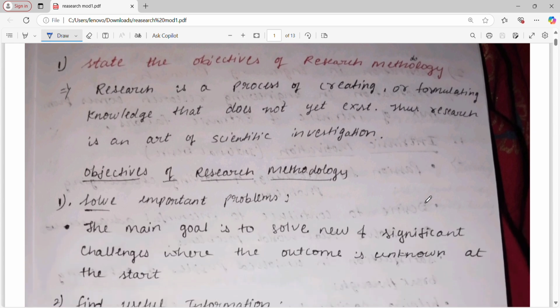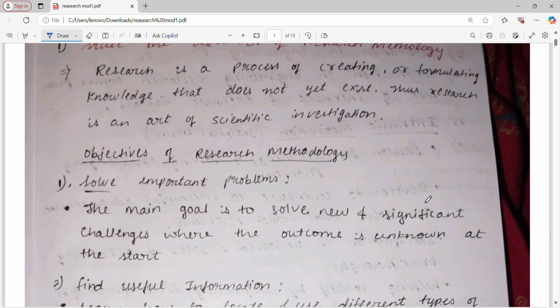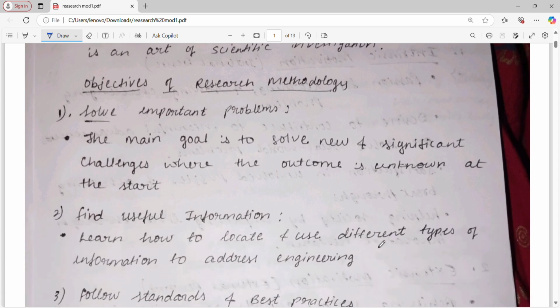What is research? Research is a process of creating or formulating knowledge that does not yet exist. Thus, research is the art of scientific investigation. Now we'll see the objectives of research methodology.